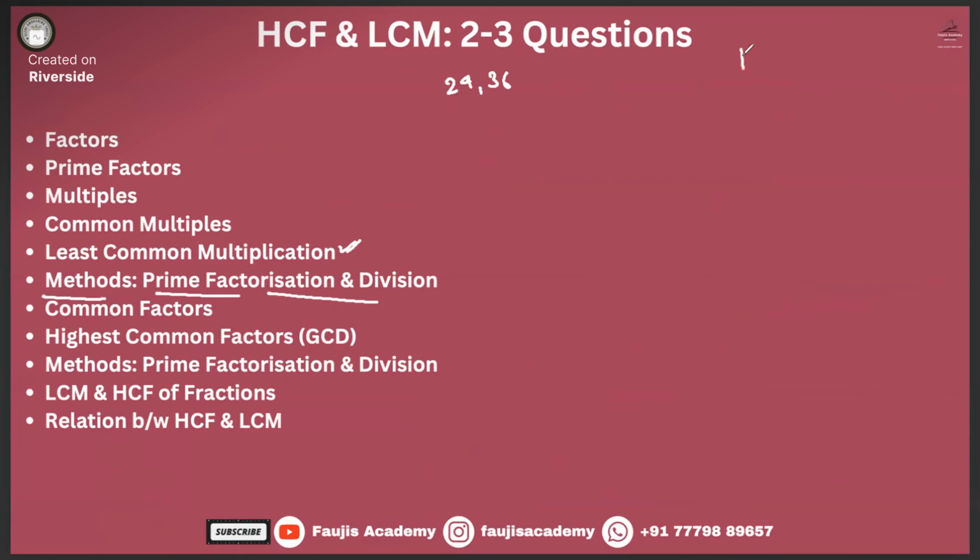One is your prime factorization method. Pardon my spelling. Another one is called the division method. Right, guys? So this is the division method.